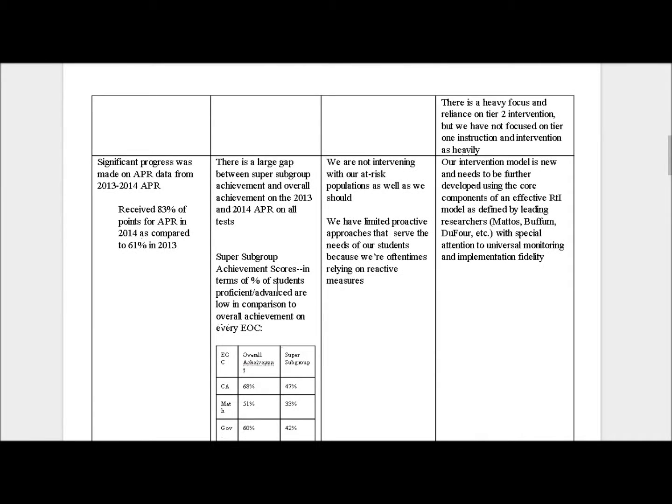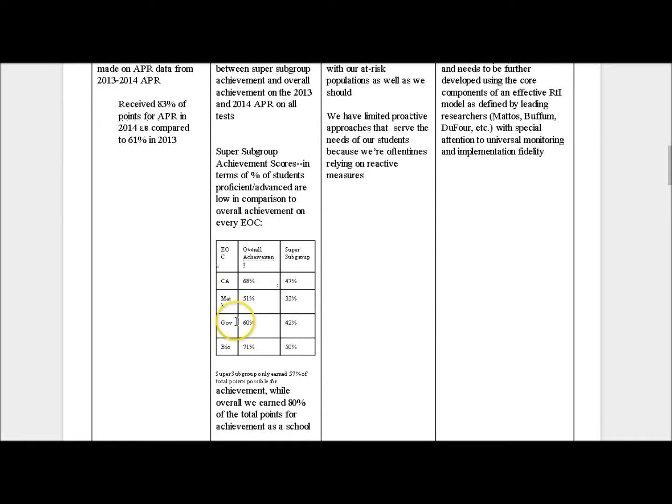Another challenge, we found that there's a large gap between super subgroup achievement and overall achievement on the 2013 and 2014 APR for MSIP 5 on all tests. And I wanted to dig a little bit deeper in that. It said that super subgroup achievement scores in terms of percentage of students proficient or advanced are low in comparison to overall achievement on every EOC.